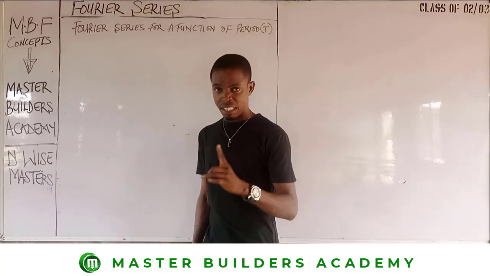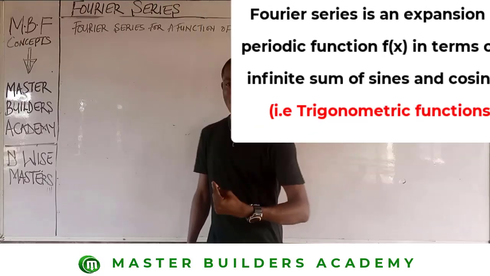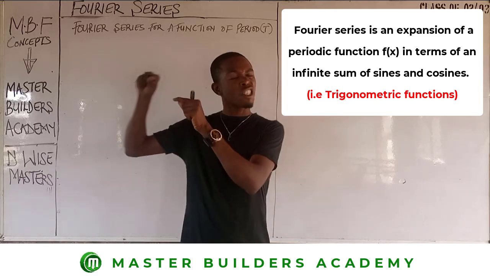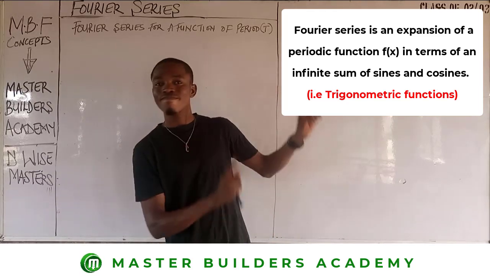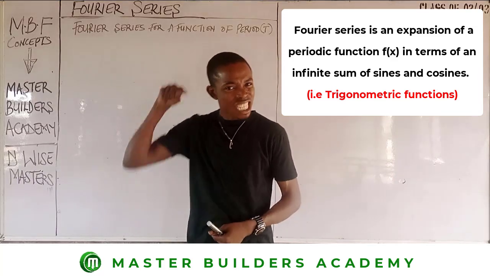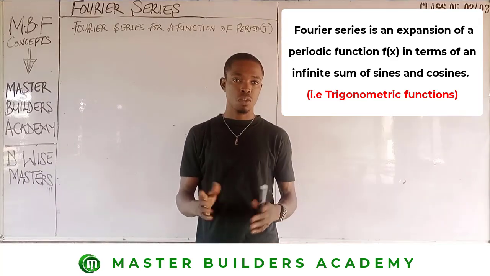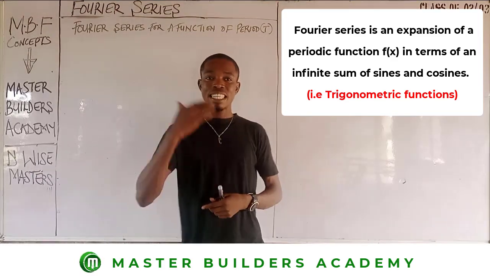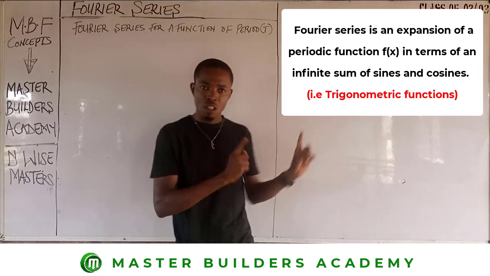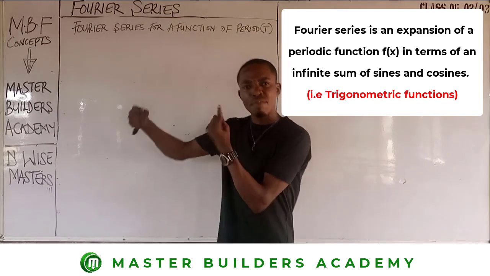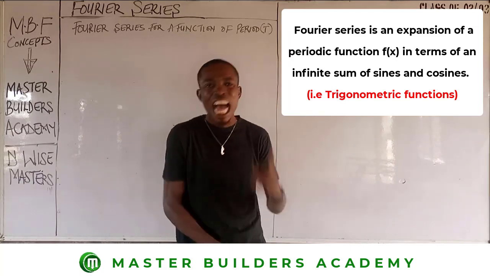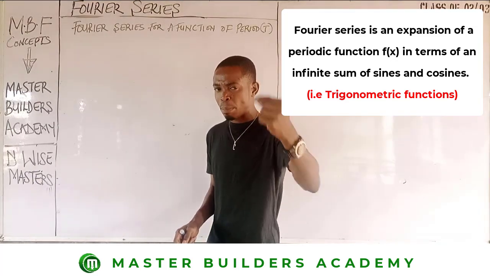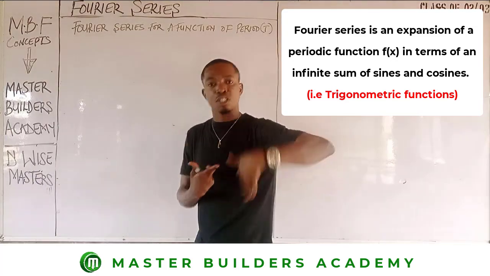Remember, Fourier series is the expansion of periodic functions in terms of infinite sum of sines and cosines functions, which are what? Trigonometric functions. Okay? Fourier series is the expansion of periodic function in terms of infinite sum of sines and cosines, which are trigonometric functions. Remember, infinite sum means it is continuous, so there is no ending.